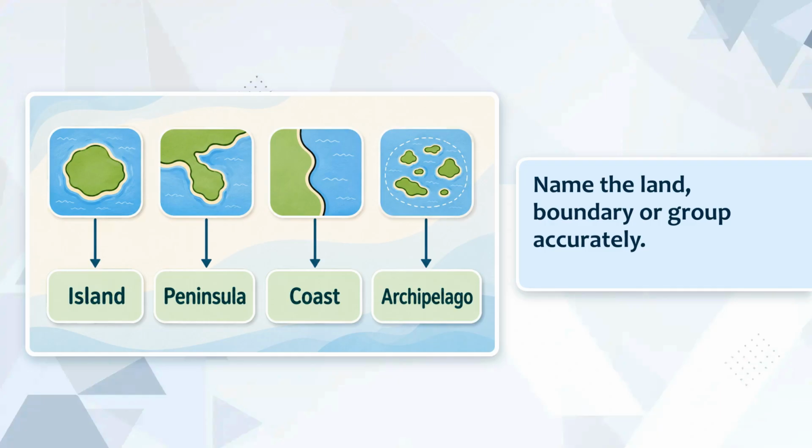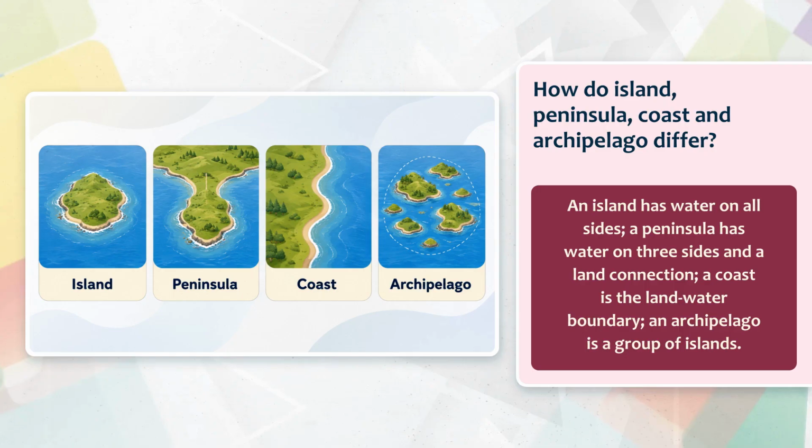The level of attention helps us choose correctly. Name the land, boundary, or group accurately. First, decide what part of the map the question points to. Match each visual relationship to its exact term. How do island, peninsula, coast, and archipelago differ? Each panel contributes one part of the comparison. An island has water on all sides. A peninsula has water on 3 sides and a land connection. A coast is the land-water boundary. An archipelago is a group of islands. Each term names a different visible relationship.